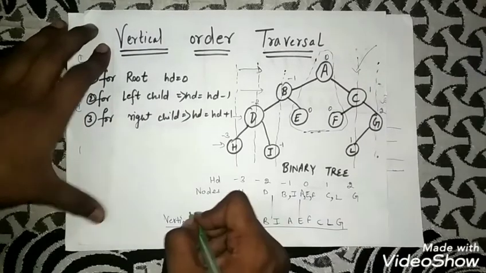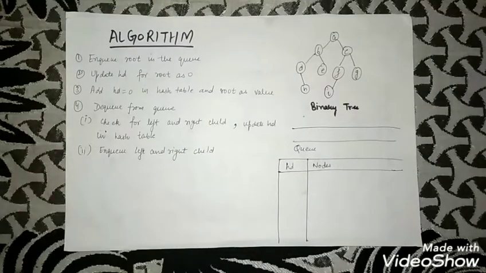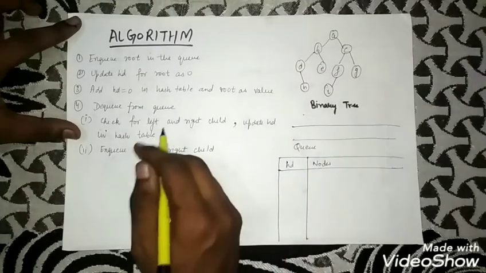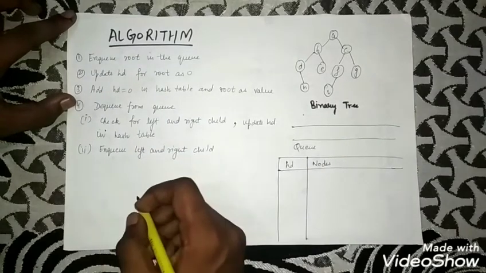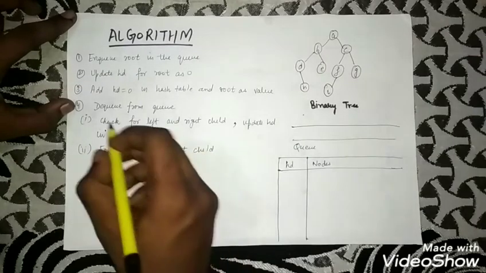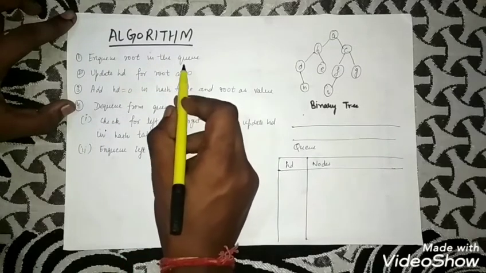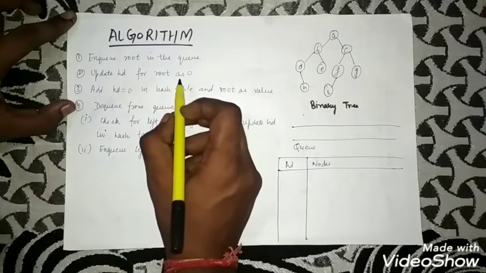Now let's look at the algorithm for vertical order traversal. So in this algorithm, we are using a queue and a hash table. These are the two data structures that we are using here. One is the queue and the other one is the hash table. So the first step of the algorithm says enqueue root into the queue. So we'll have to put the root of the binary tree into the queue.